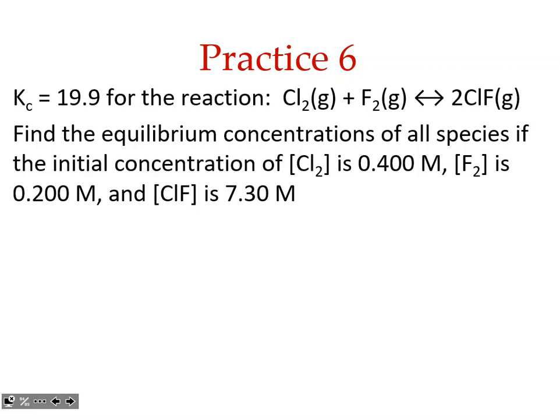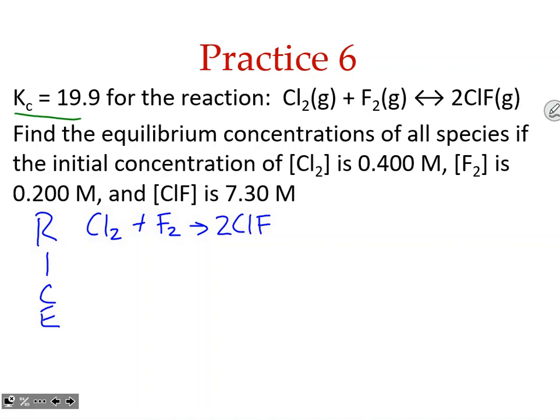All right, so for the reaction up here, it's best to always start with a RICE table, so let's draw it out. The reaction is chlorine plus fluorine gives us chlorine monofluoride, ClF, 2 of them. ICE, here we go. Tell us our KC and the initial concentration of chlorine, the initial concentration of fluorine, and the initial concentration of the chlorine monofluoride.